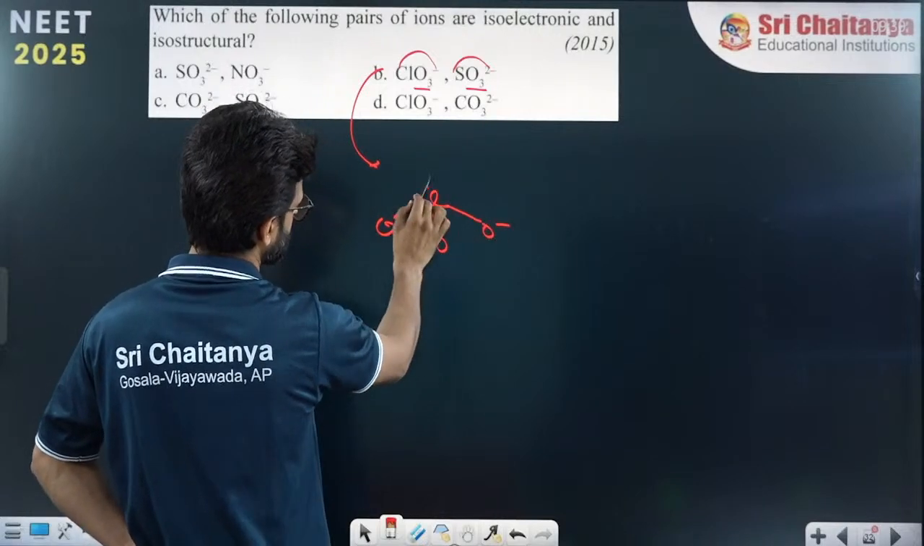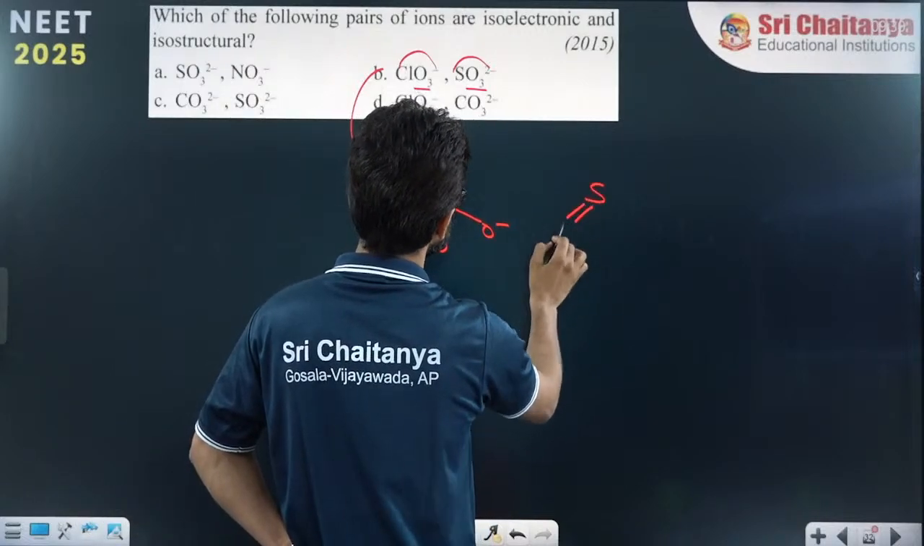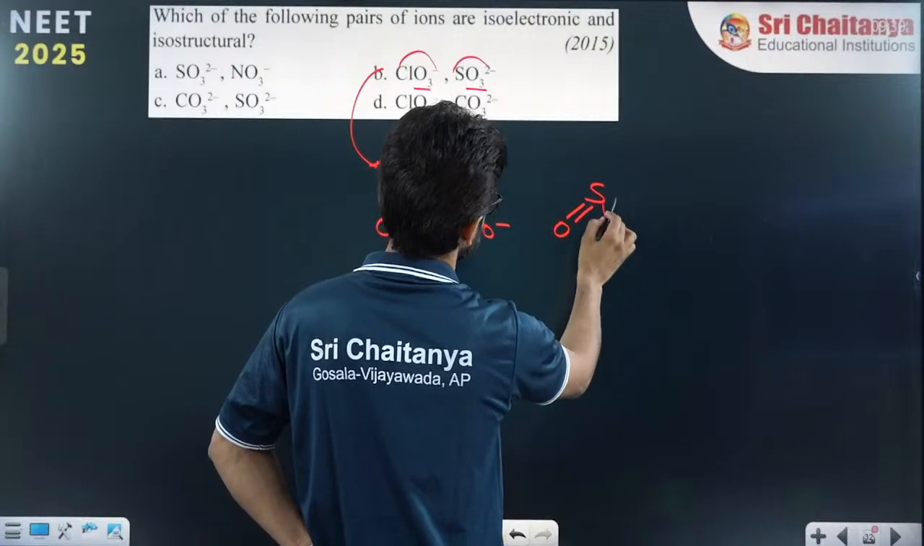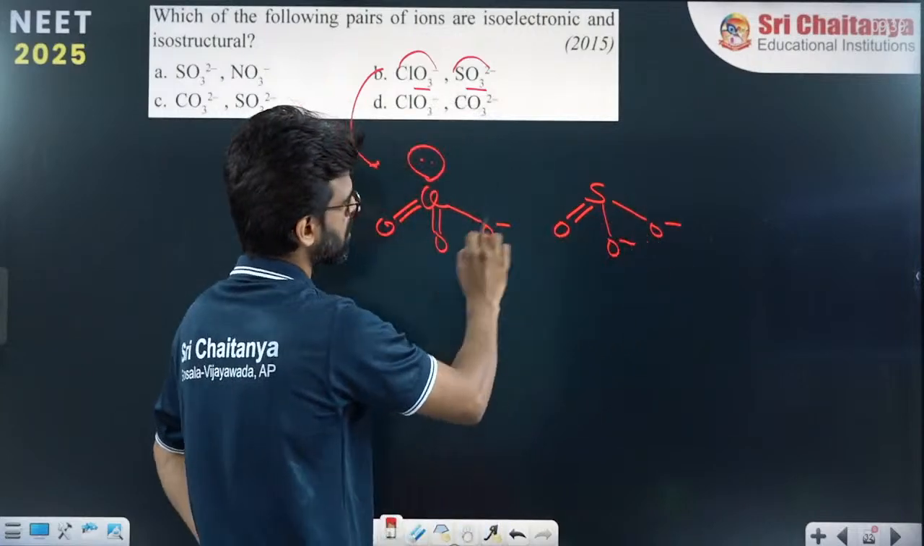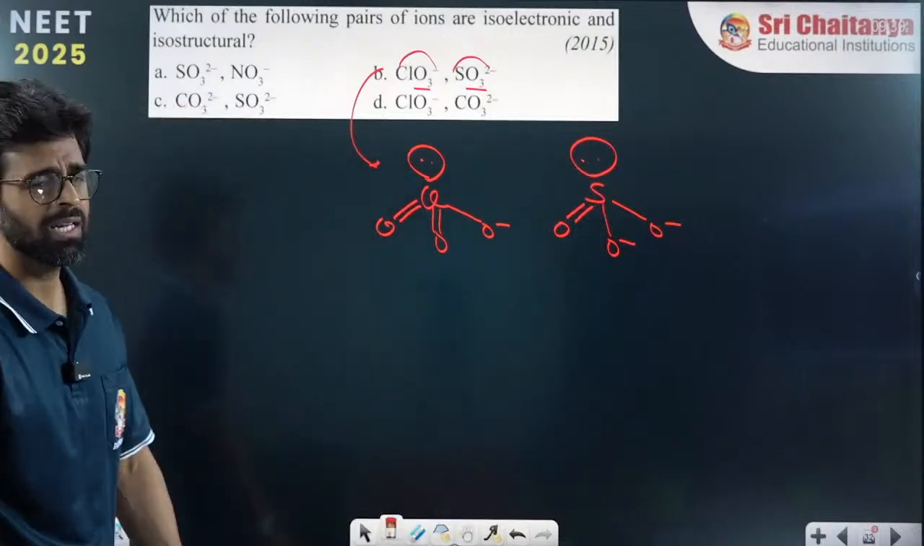After making 5 bonds, still we have one lone pair. Here, sulfur again. After making 4 bonds, it still has 2 valence electrons, one lone pair. So both of these are what? Trigonal pyramidal.